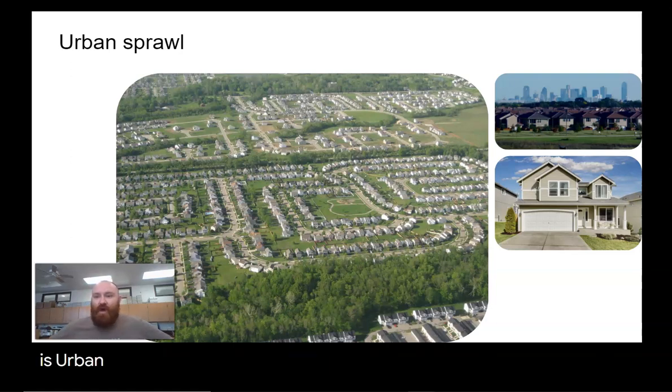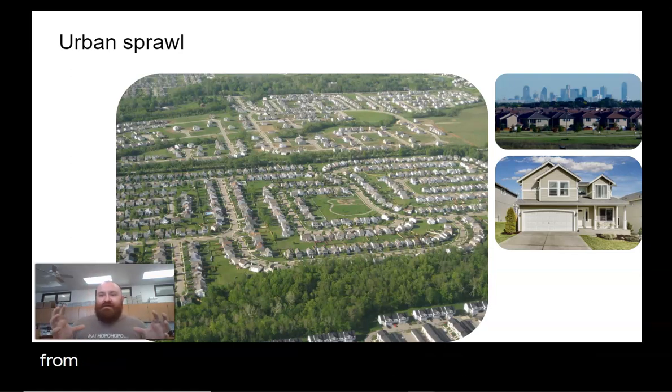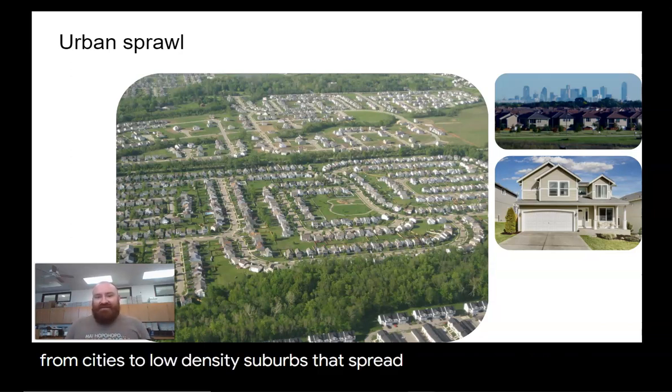Another is urban sprawl. Urban sprawl is that change in population distribution from cities to low density suburbs that spread into these rural lands that were traditionally forests or farms, but now they have a bunch of houses on them.